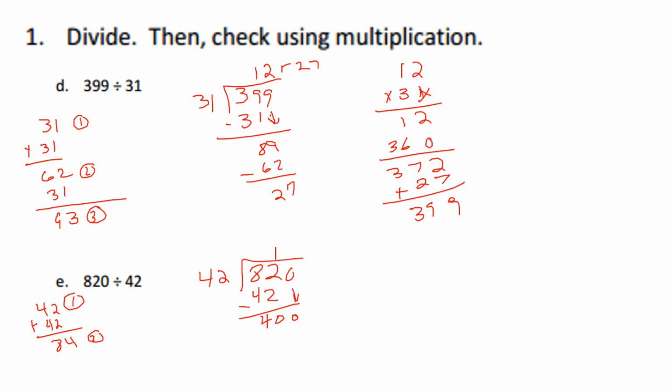Well, at this point, I could keep on skip counting. But you know what? I'm going to do 42 times 8, just because it's close. And 8 times 2 is 16. 8 times 4 is 32, and 1 is 33. So 9 would be another 42. That's going to be 378. That would be our 9th multiple.